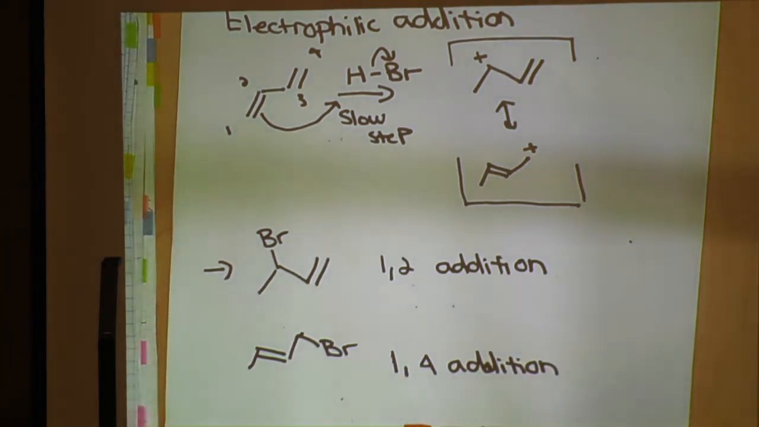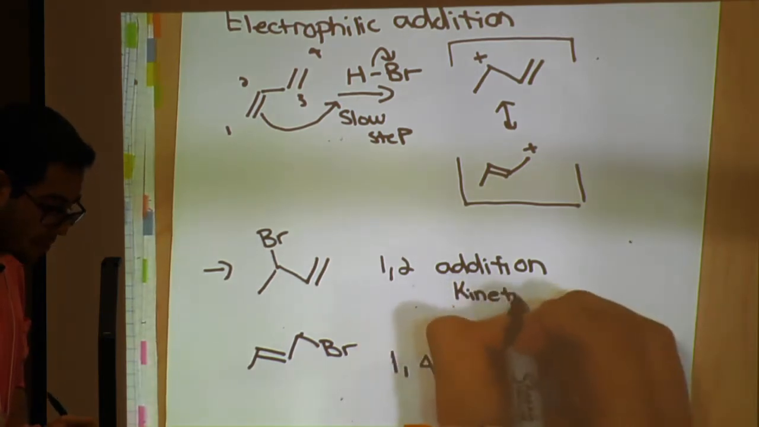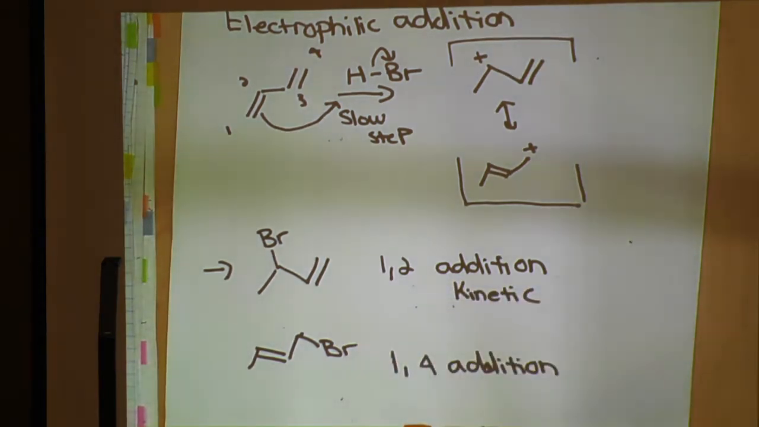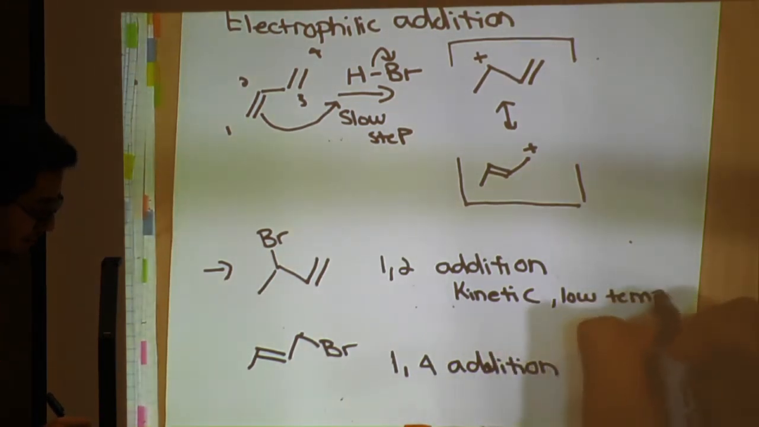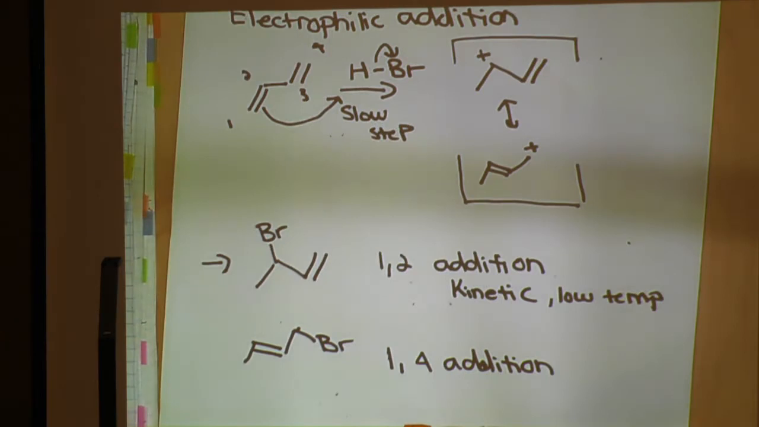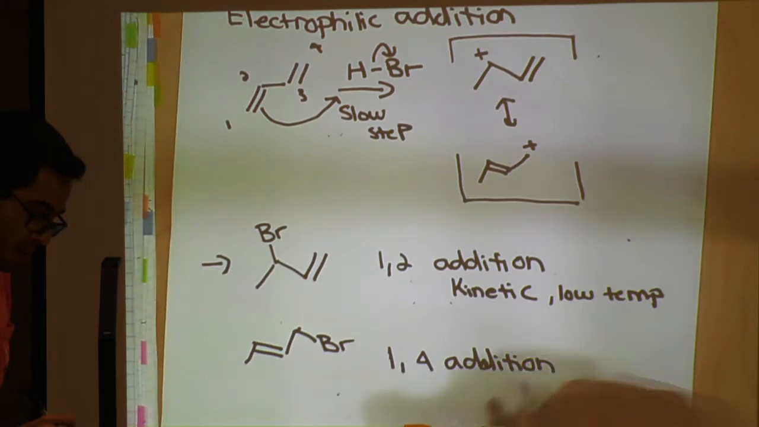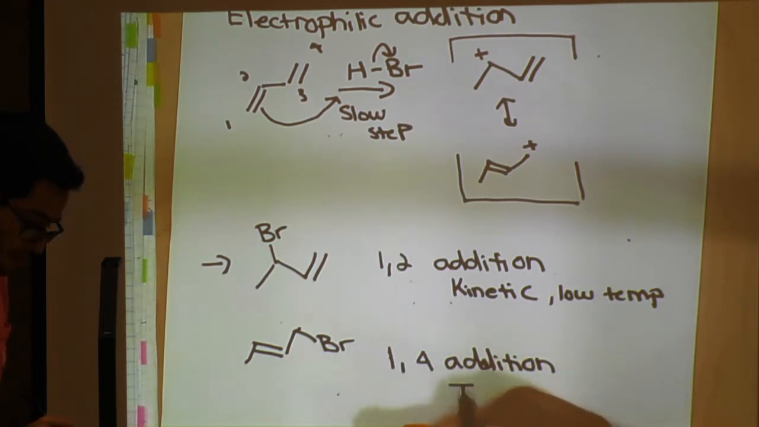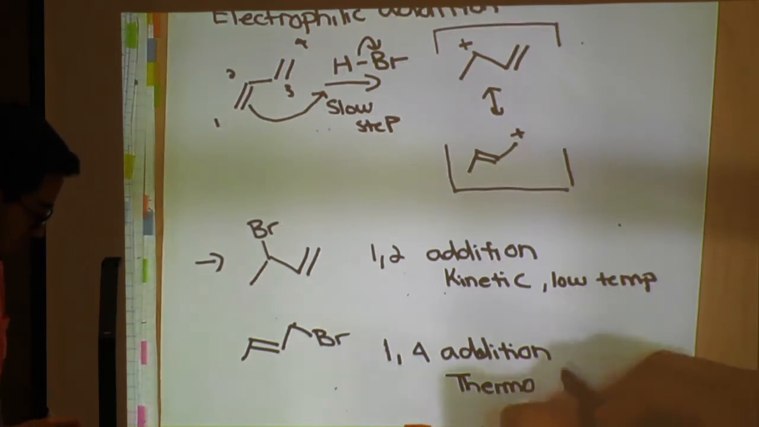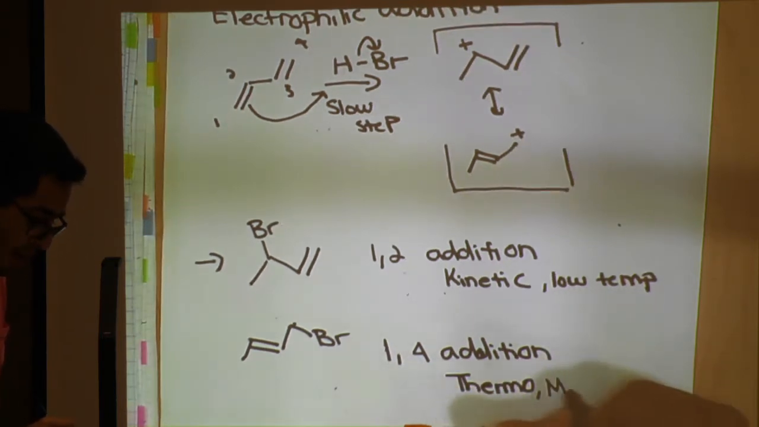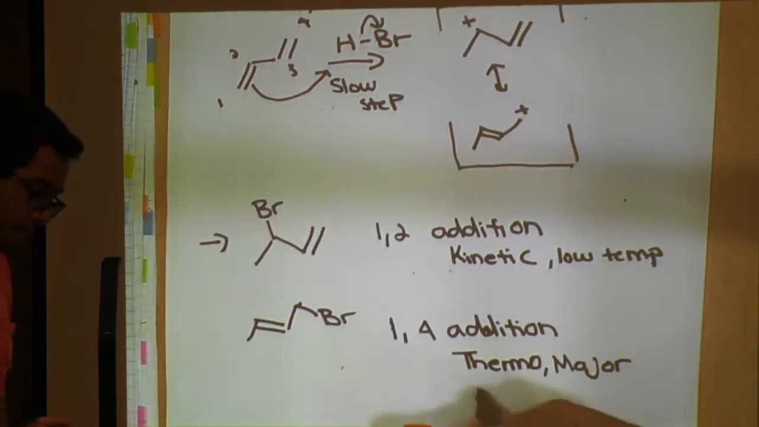So some things you need to know about this. 1,2 is the kinetic product, right? It happens faster, and it happens at low temps. And again, because it happens faster, it's going to be less stable. So essentially, while the major product here is going to be the thermo, it happens slower. And this can happen under high temps.